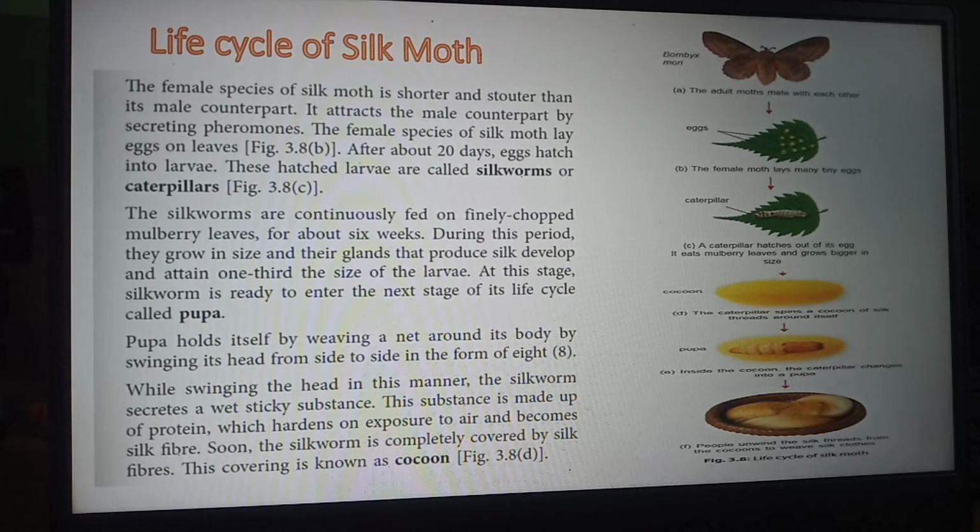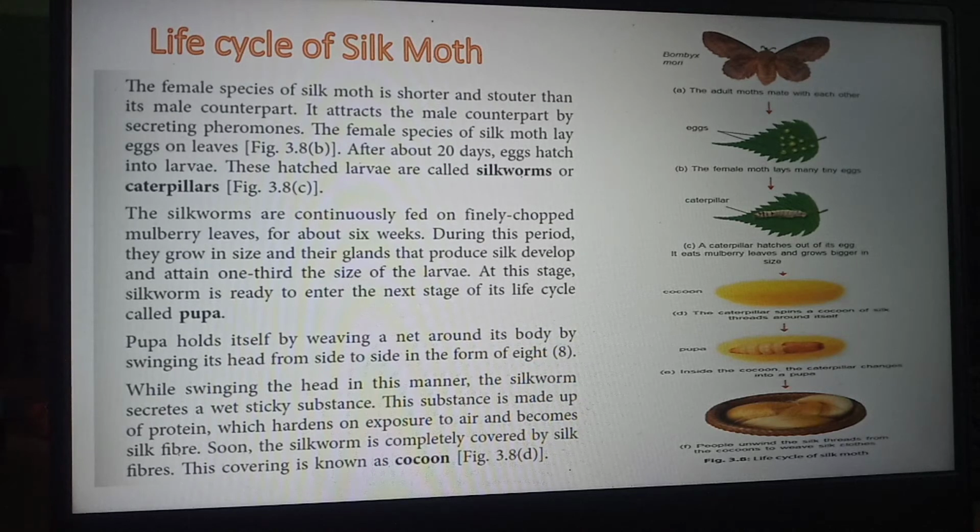These hatched larvae are called silkworms or caterpillars. Okay, the larvae which are hatching out from the eggs are known as caterpillars, and the other name for caterpillar is silkworm. Okay. The silkworms are continuously fed on finely chopped mulberry leaves. Now they have got the silkworms from the egg. Larvae is formed.